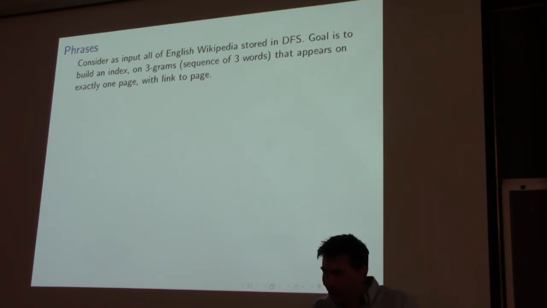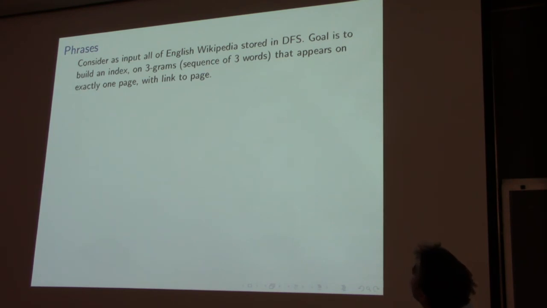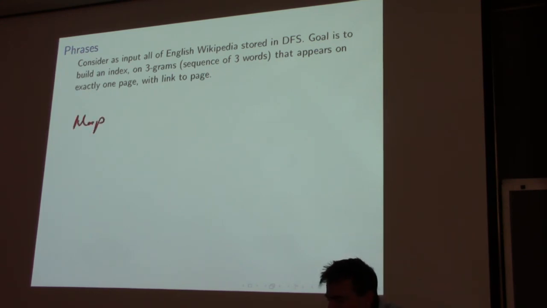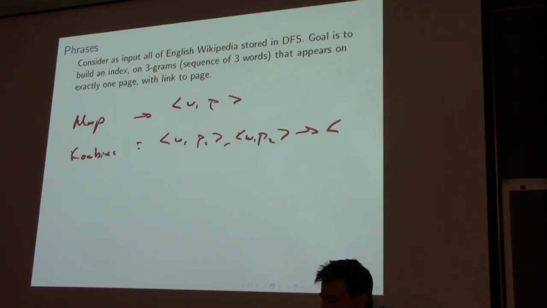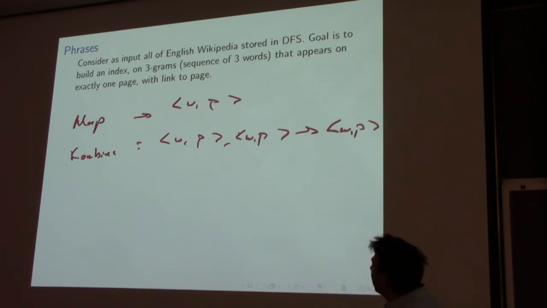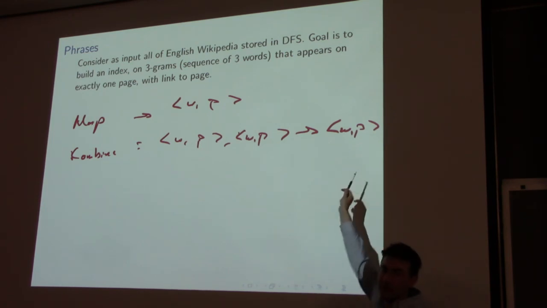Okay, and then I've got another simple example, a little bit more complex. The goal is to build an index on 3-grams, a sequence of 3 words that appear in exactly 1 page, with links to those pages. So the map, again, I'm just going to do a word and the page. In the combine, I'm going to do (word, page 1), (word, page 2), and so on. These are all on the same page because I'm reading 1 page at a time, so I'll map them to the same page, so I only count it once.